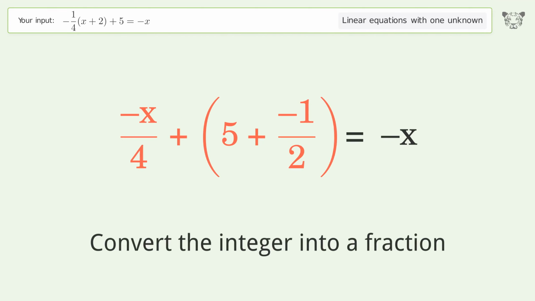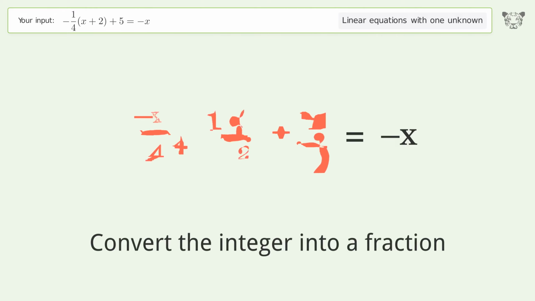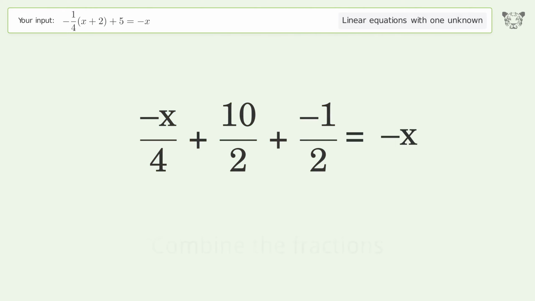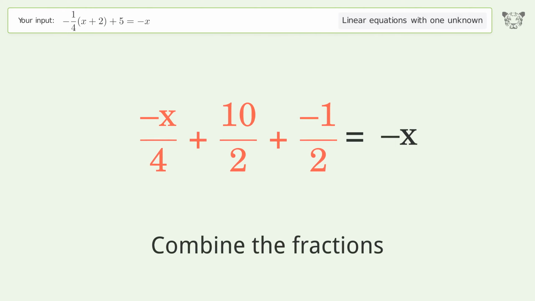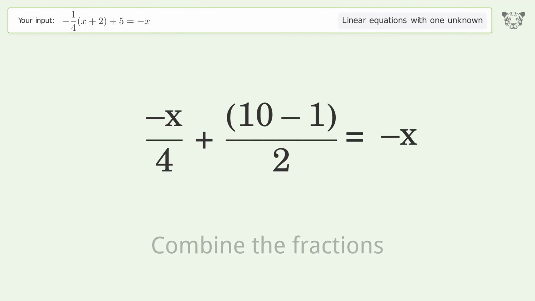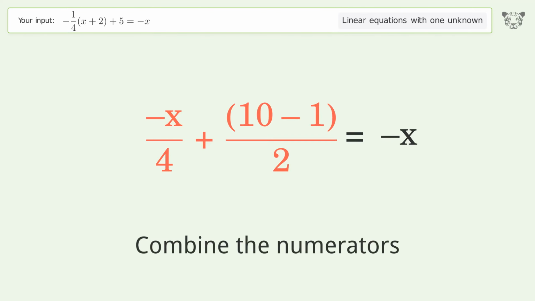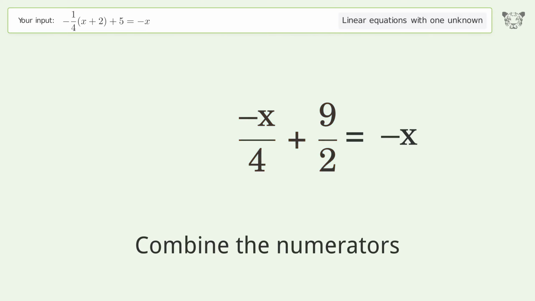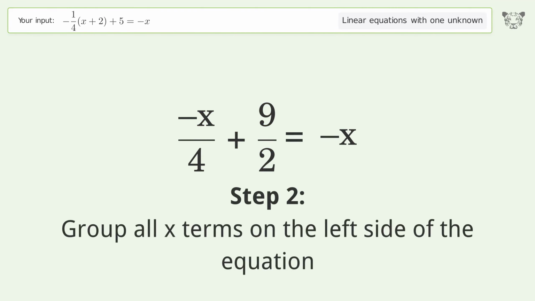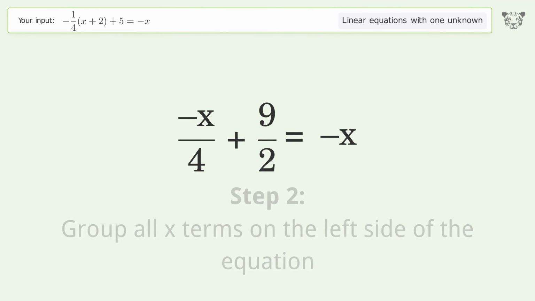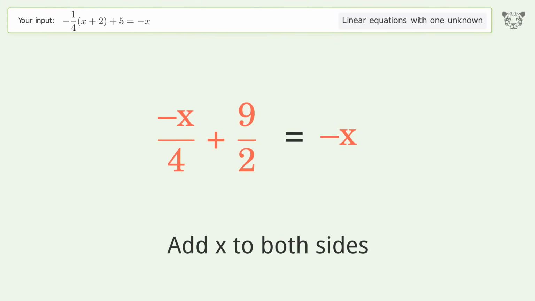Convert the integer into a fraction. Combine the fractions. Combine the numerators. Group all x terms on the left side of the equation. Add x to both sides.